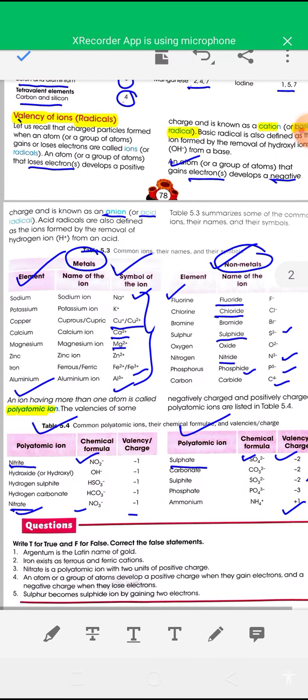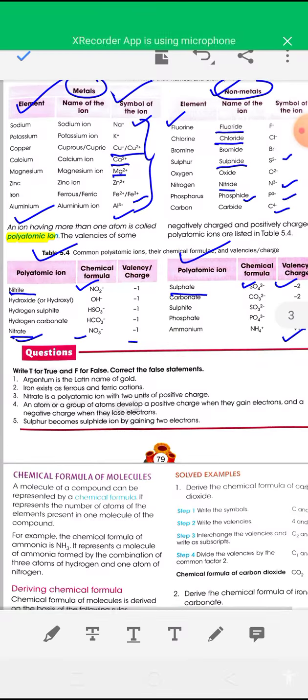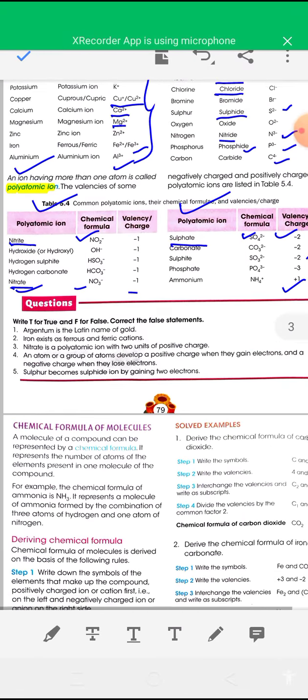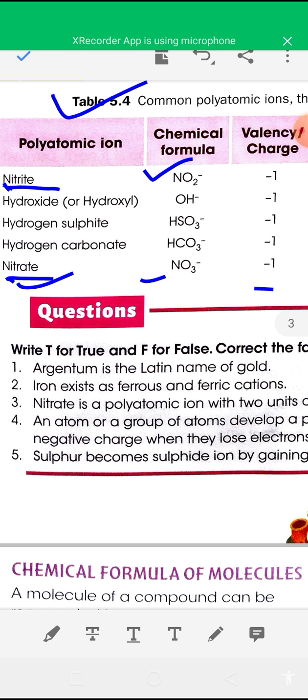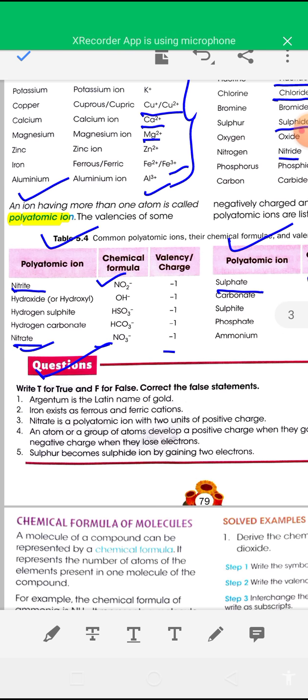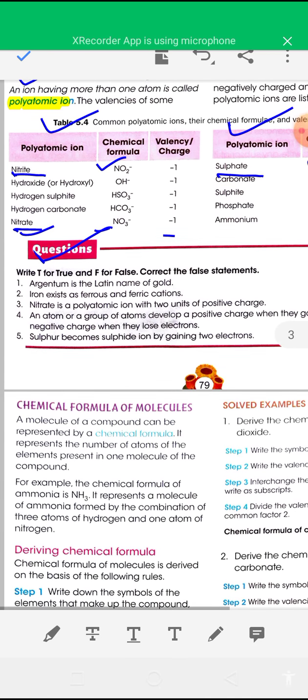So for all these polyatomic ions, you have to learn their symbol, their chemical formula, and their valency. These are important. In ninth class I will discuss the answer of this question. Try to solve it in your copy. In the next live class I will discuss this answer.